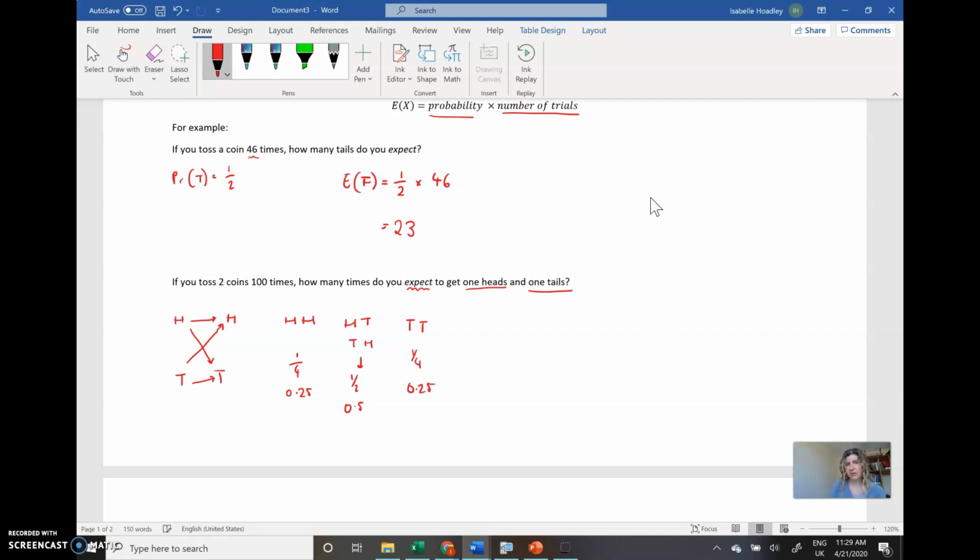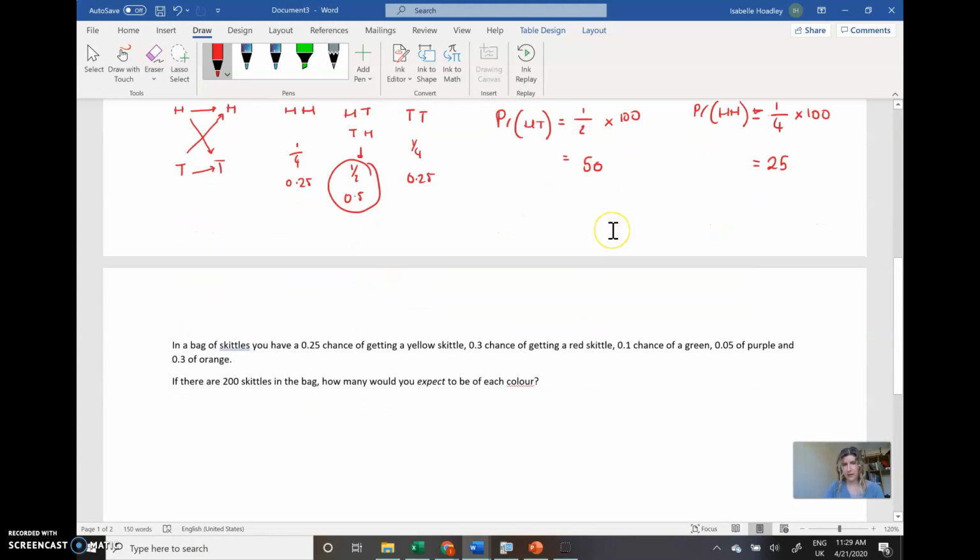Okay, so how many times out of that 100 do we expect to get one heads, one tails? So probability of 1 heads, 1 tails equals a half again, because that's our probability of getting one of each, times by 100. So we would expect approximately 50 of those. If we were looking at the probability of getting 2 heads, now in this case we've only got a quarter as our probability, or 0.25, and times that by 100. Okay, a quarter of 100 is 25. So that would be the number of times we would expect to get 2 heads.